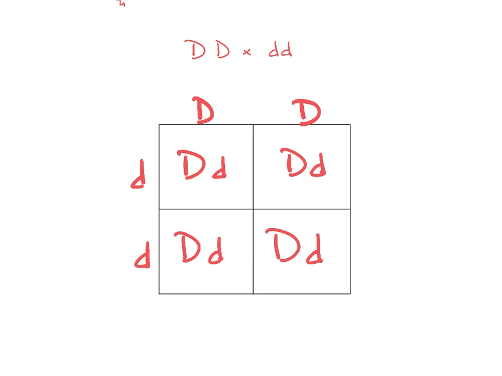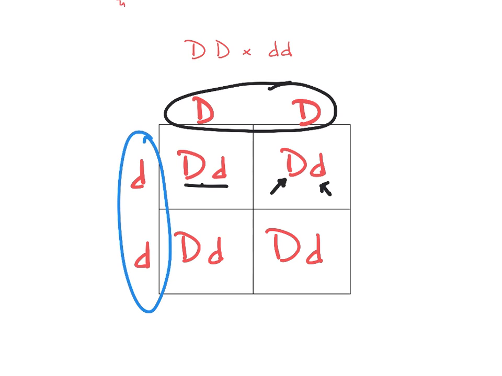What you should notice is that all of the individuals are heterozygous. They have both a capital D and a small d, and that's because one parent can only give a capital D to their offspring, the other parent can only give a small d to their offspring, and that means that all of the offspring will be heterozygous for dimples.